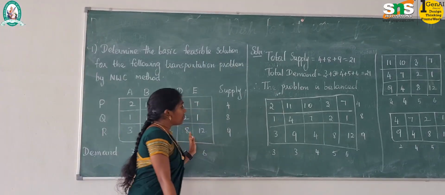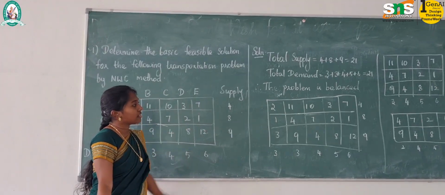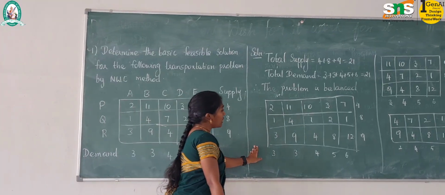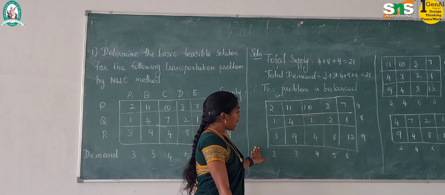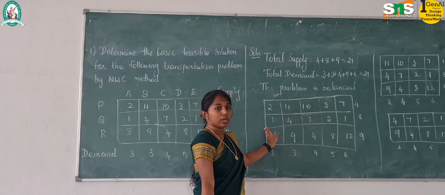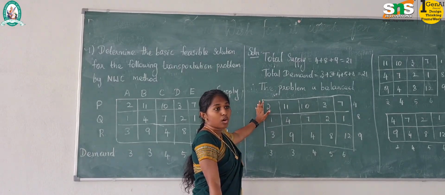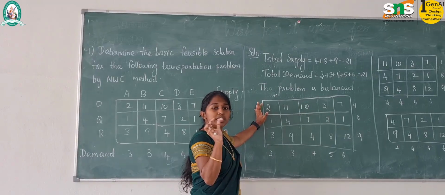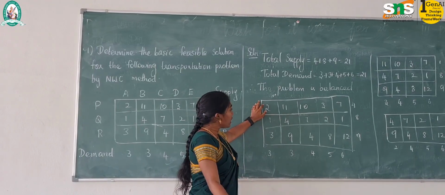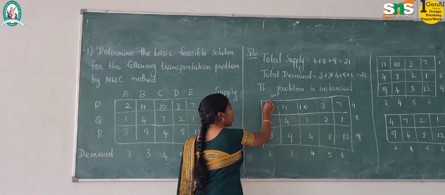First I am writing what is given in the question. Next we are going to solve the problem. First we are going to find the smallest value in the total supply as well as the demand. In the northwest corner method, the name itself mentions that it is a corner, so we are going to solve the problem by using the corner value.